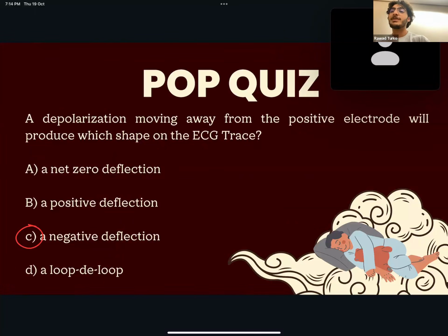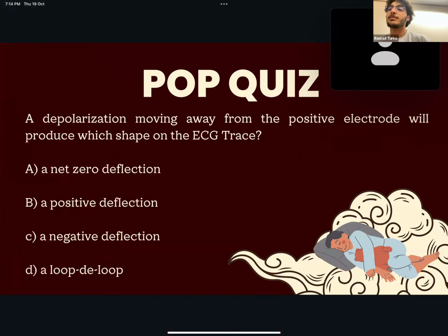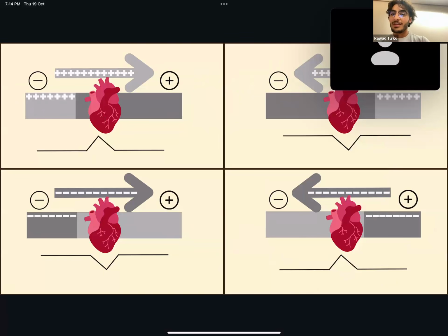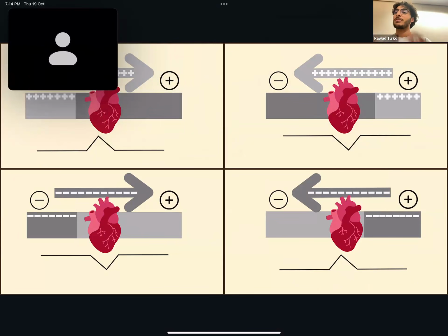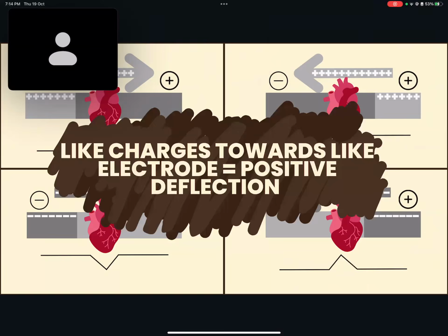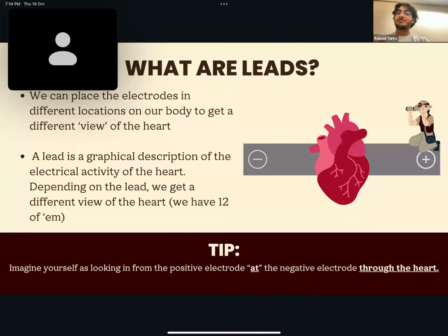Can somebody tell me what case this is out of these four? You could say like the top second one. Top right. Perfect. Thank you so much. Exactly. Top right. So a depolarization, positive charges moving away from the positive electrode. That's positive away from positive, which is positive towards negative. So opposites, so it's negative. Perfect. Okay, now we can get to our leads.